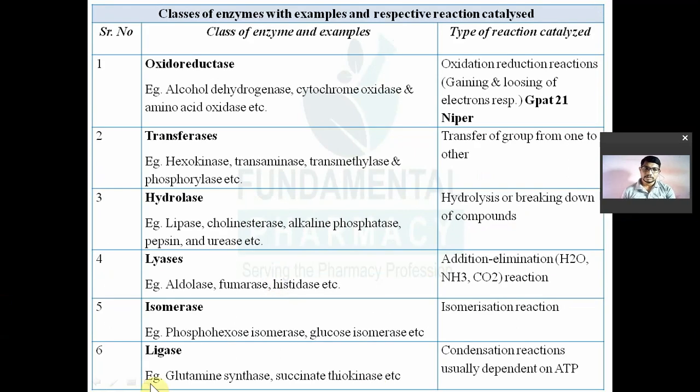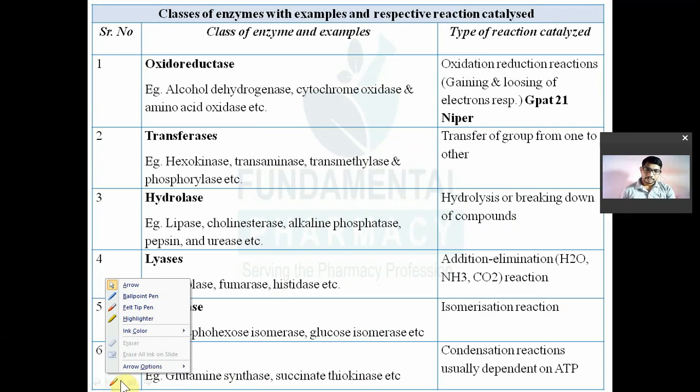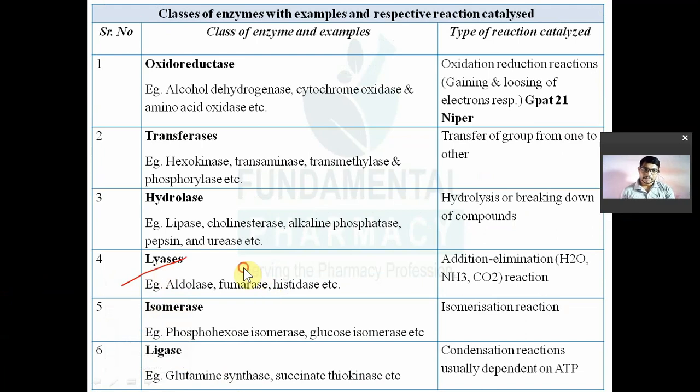The next category of enzyme is the lyases. Lyases means they are involved in the addition or elimination reactions. So for example, aldolase, fumarase, and histidase. They are involved in the addition and elimination.